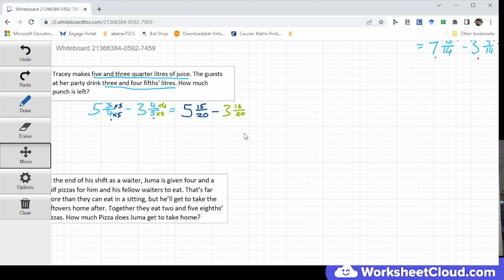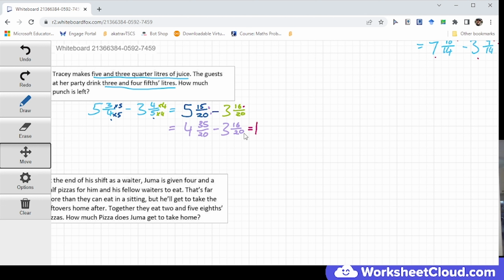And if you're paying attention, you can't take 16 away from 15. And so we're going to need to change. We need to borrow from the 5. So it's going to become a 4. Denominator is going to stay the same. 20 plus 15 is 35 minus 3 and 16 over 20 unchanged. We can do this now.